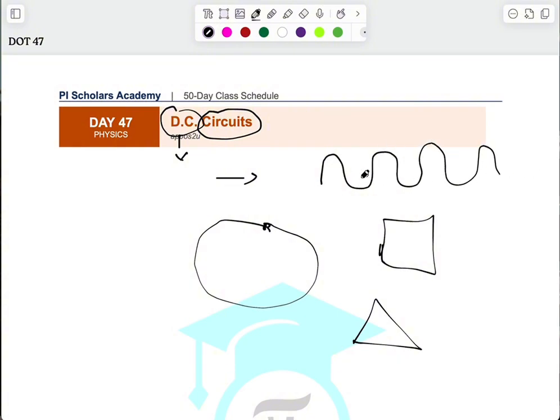That is not our business in today's class. We are only going to be focusing on DC circuits. So direct current flows in one direction only. And when you say a DC circuit, it is a closed path in which a direct current is flowing. So that's basically what we have.